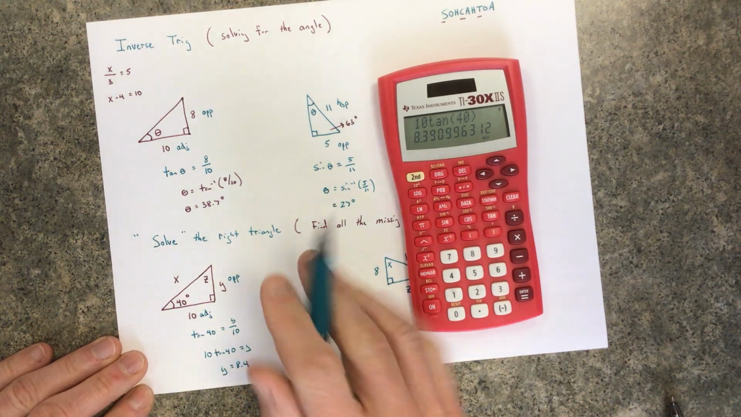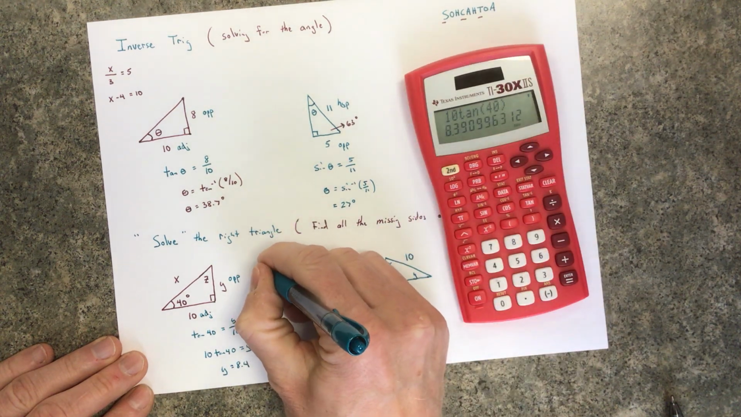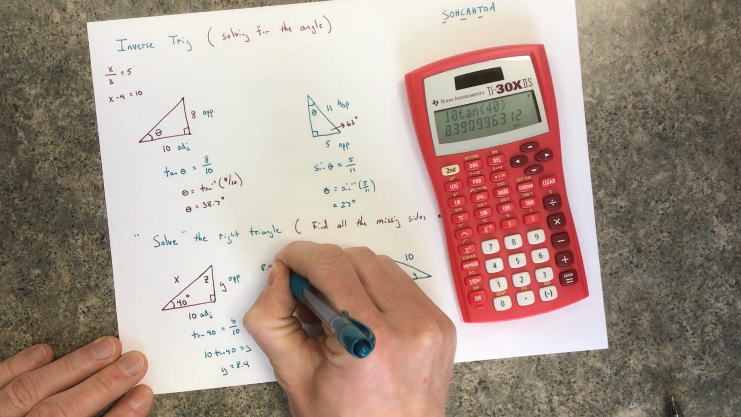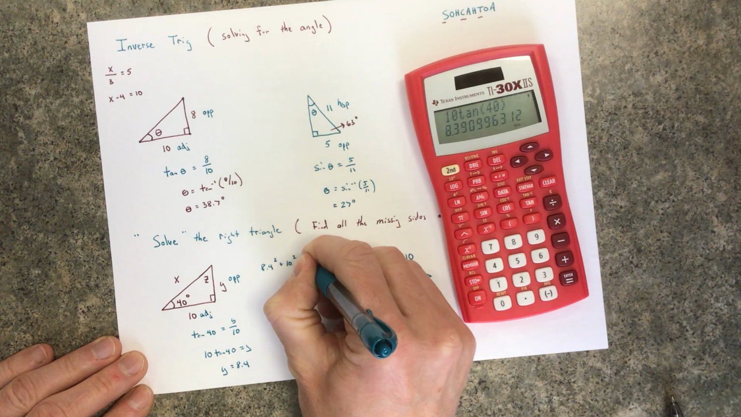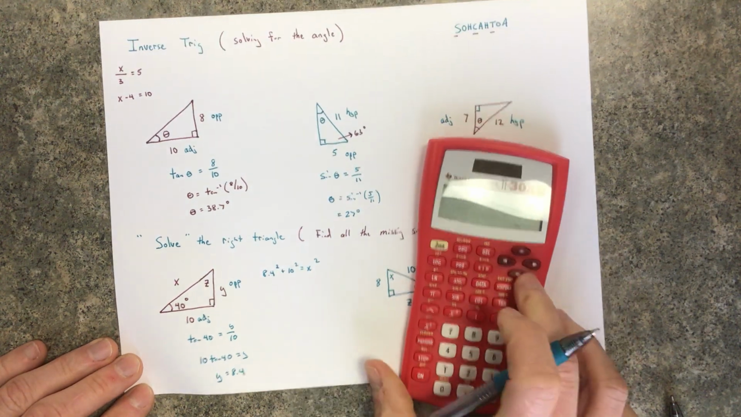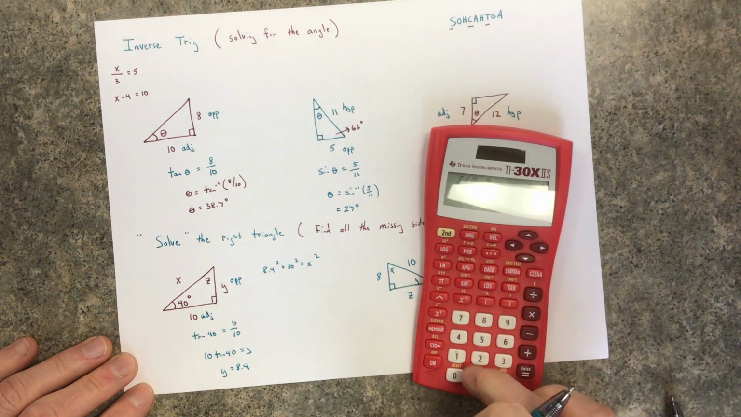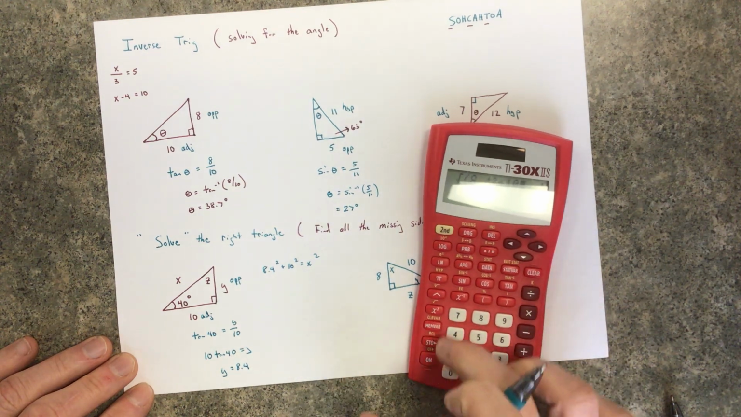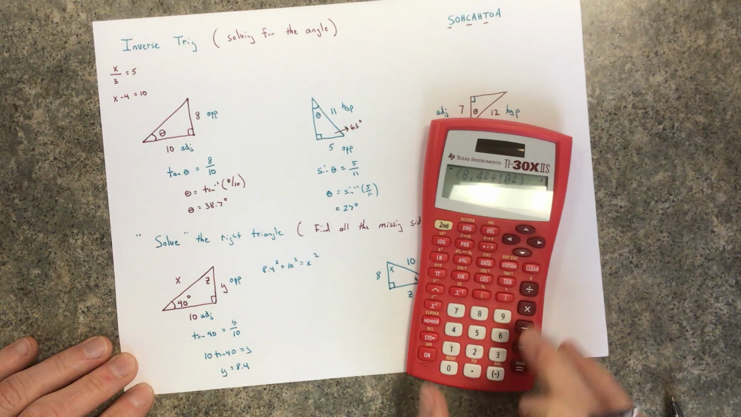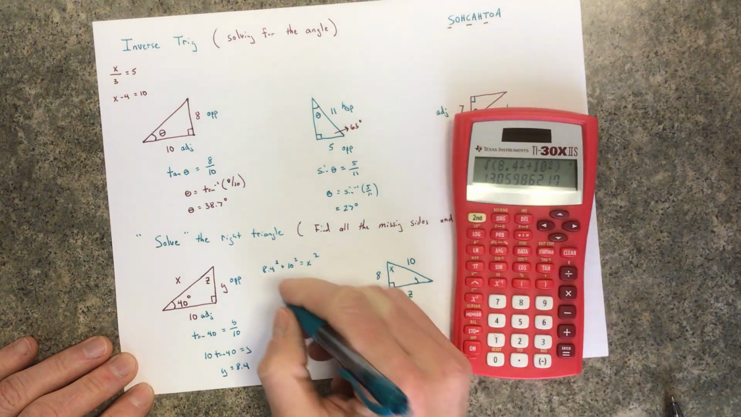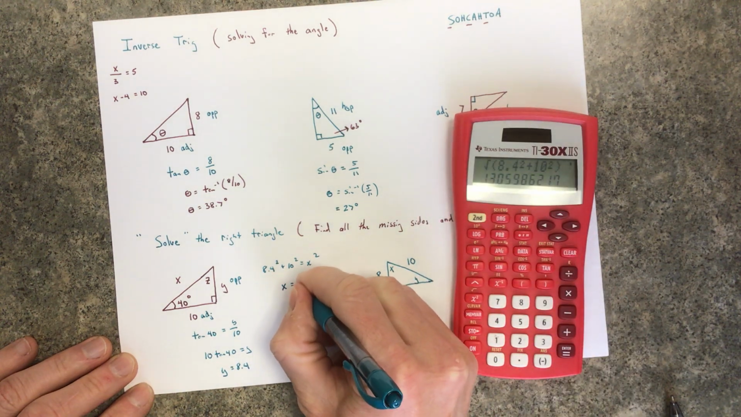Okay, once we know y, well, we can actually just use the Pythagorean theorem. 8.4 squared plus 10 squared equals x squared. Okay, so I'm going to take the square root of (8.4 squared plus 10 squared), parentheses, and I get 13.1. So x, the hypotenuse, equals 13.1.